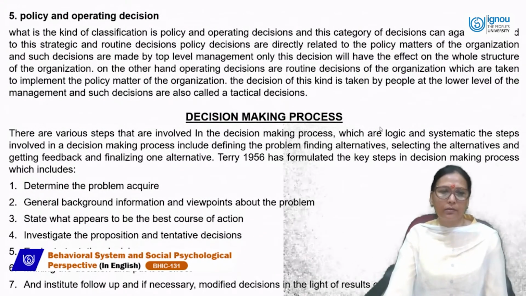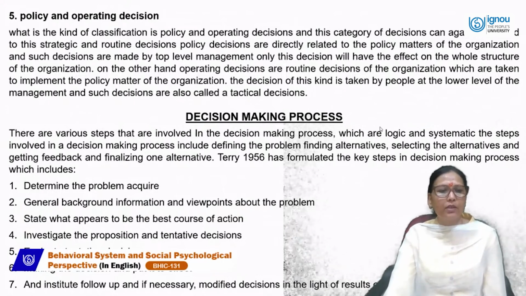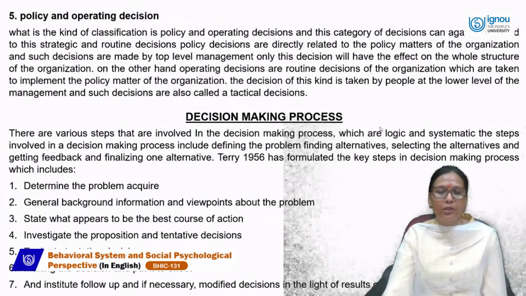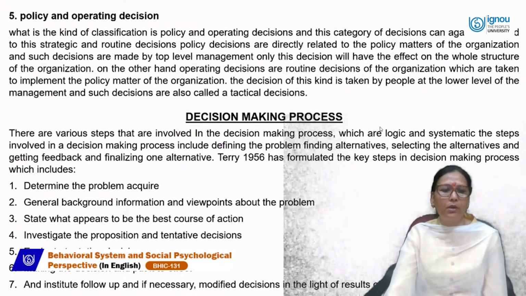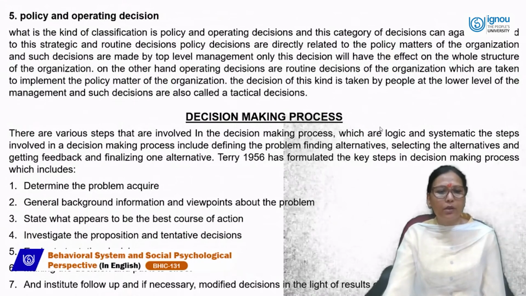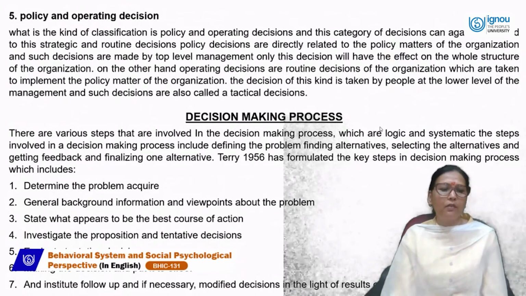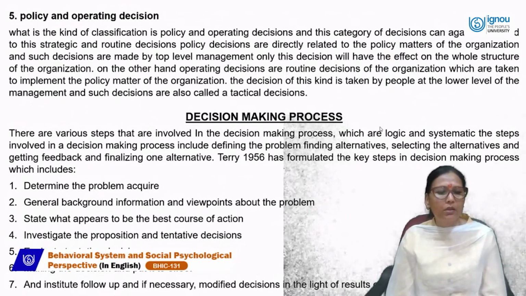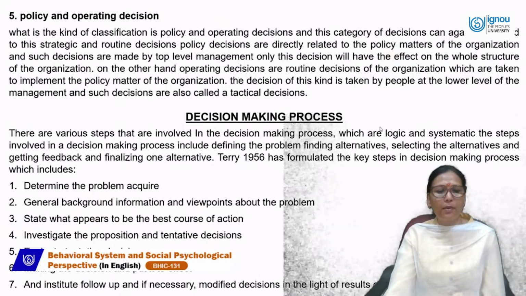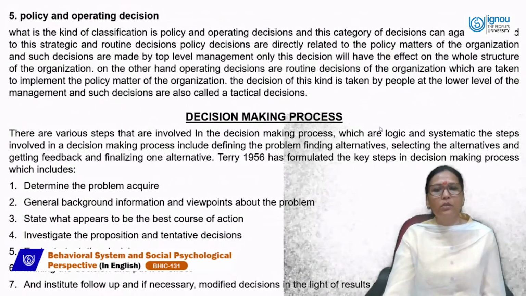The decision making process, how the decision making is done, was given by Terry in 1956. He determined the process, which includes determining the problem, acquiring general background information and viewpoints about the problem, stating what appears to be the best course of action, investigation and proposal of a tentative decision, evaluating the tentative decision, making the decision and putting it into effect, and institution follow up and, if necessary, modifying the decision in the light of results obtained. That was the process of decision making.